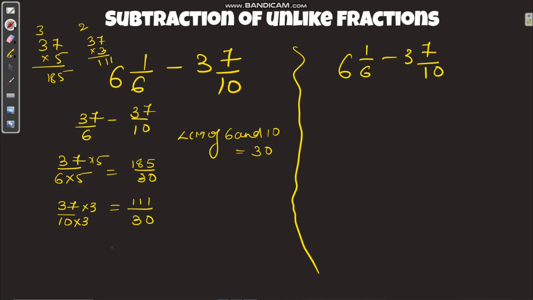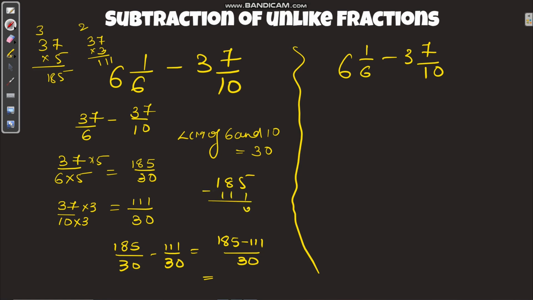Now you just subtract both the fractions, that is 185 upon 30 minus 111 upon 30. So it is 185 minus 111 upon 30. So let's do that. 185 minus 111 is 74. That is 74 upon 30.